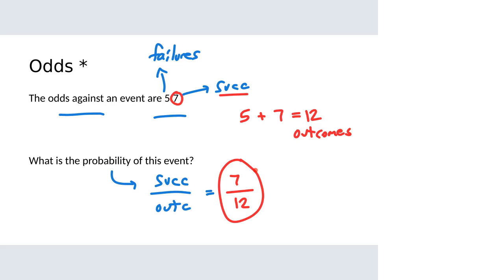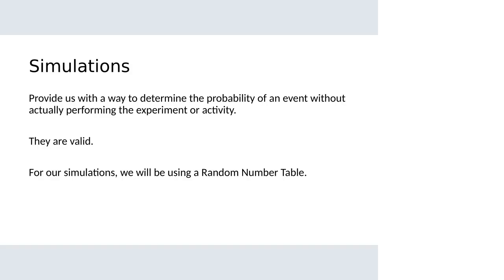All right, let's talk simulations. What simulations do is they give us a way to find the probability of an event without performing the experiment or the activity that we're talking about. If I directed you to flip a coin 40 times and tell me how many heads you got and use that to tell me the probability of getting heads on that particular coin, now you might say, well, the theoretical probability would be 1 out of 2. And you'd be exactly right.